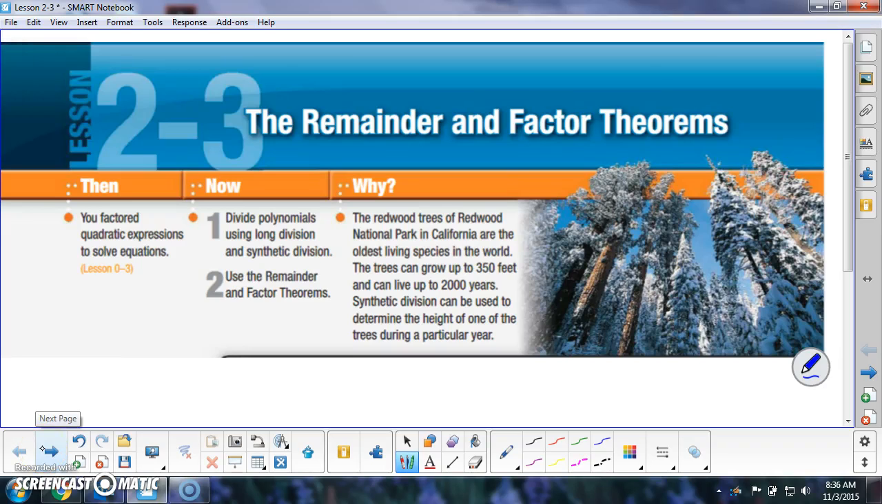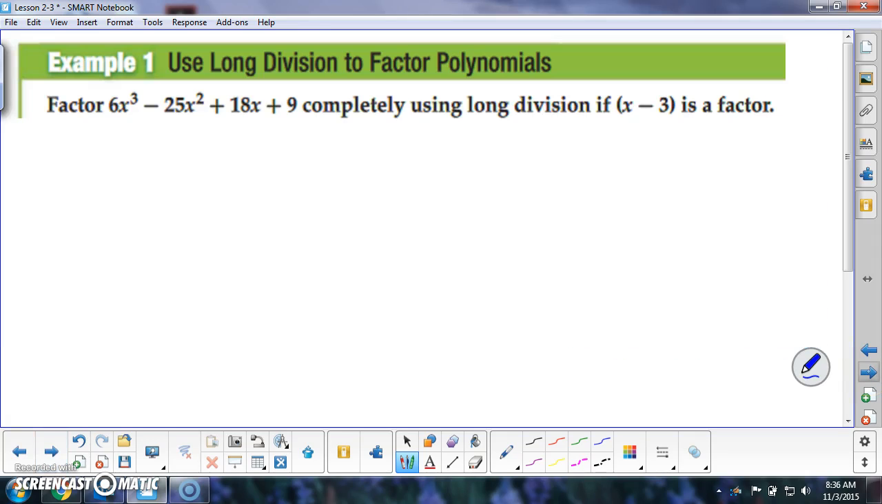Part 1 of Lesson 3 of Chapter 2 is on the remainder and factor theorems. We're going to be doing long division using polynomials. You should remember this from Algebra 2. It's pretty recognizable when you see the problems.